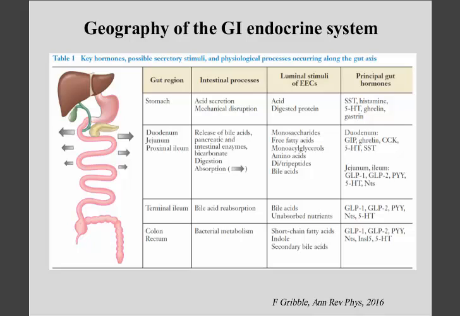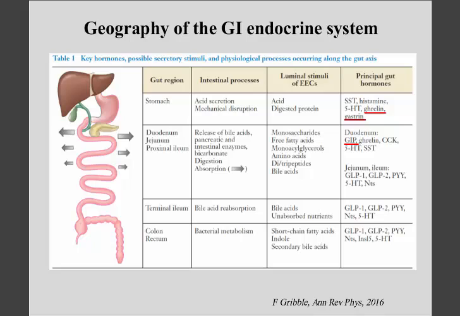Advance. So you can see that the principal gut hormones of the stomach are ghrelin and gastrin. Gastrin to stimulate acid secretion, ghrelin to regulate appetite. In the small intestine, there's GIP, which is an incretin that stimulates insulin secretion. In the ileum, GLP-1 and PYY. GLP-1 regulates glucose, and PYY, and probably GLP-1, regulate satiety.